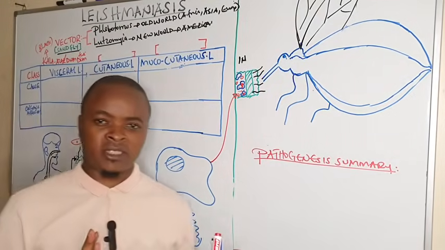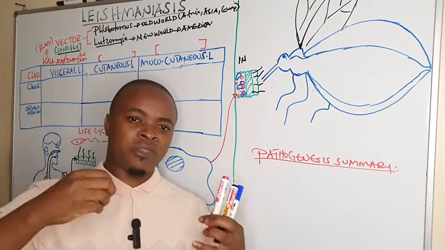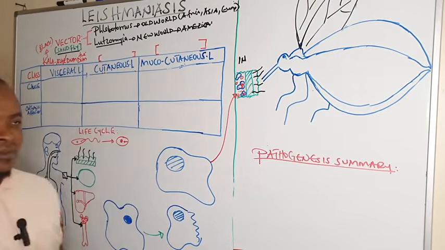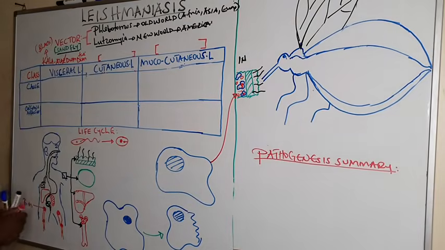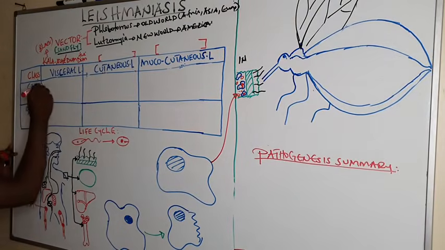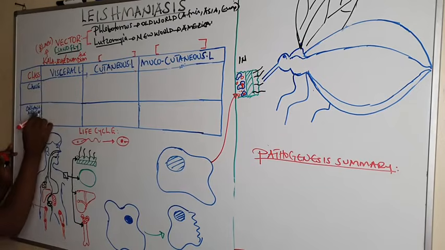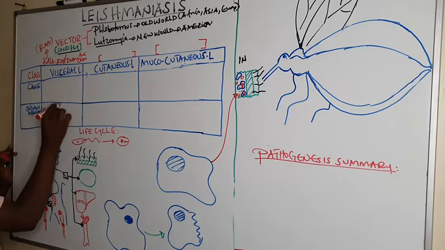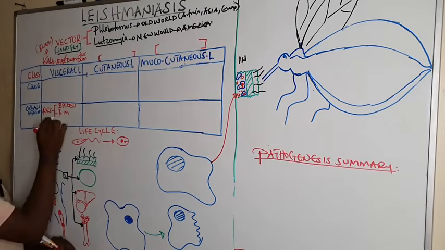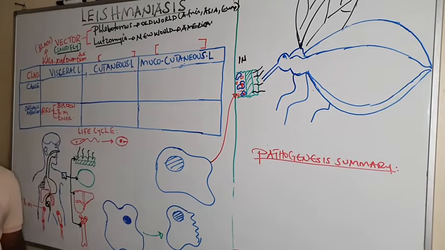And its name, as it suggests, visceral means something internal or inside. So we are saying it is going to affect majorly the internal organs. Those are the reticuloendothelial system organs. So the organs which are affected include reticuloendothelial system organs such as the spleen, the bone marrow, and liver. So these are the three organs which are mostly affected.